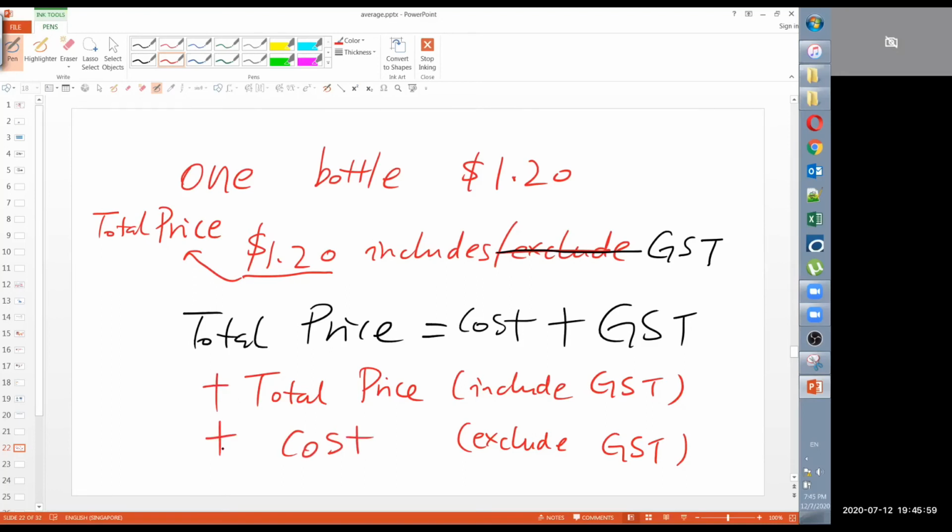Go. Include GST is total price. Yes. Continue. Exclude GST is cost. Repeat one more time. Exclude GST is cost. Okay. Include GST is total price. Very good.